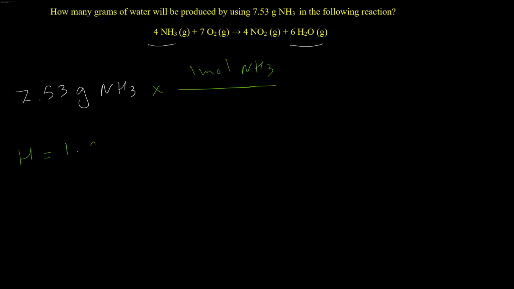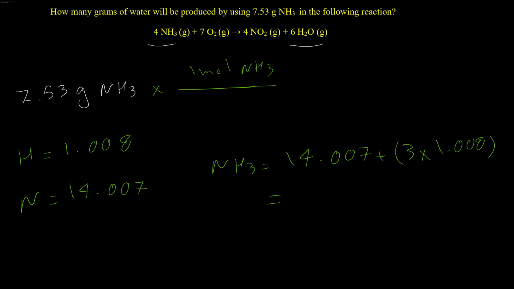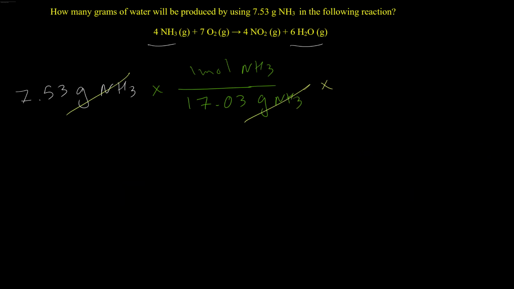The molar mass of hydrogen is 1.008 and molar mass for nitrogen is 14.007. So in ammonia NH3 we have 1 nitrogen and 3 of hydrogen, which is equal to 17.03 gram per mole. So right now we have the molar mass for ammonia. We can use it here, 17.03 gram of ammonia.